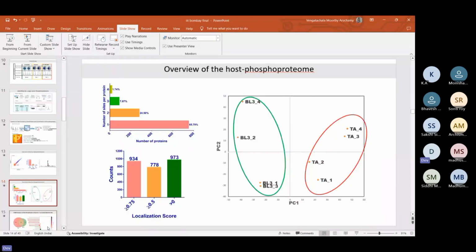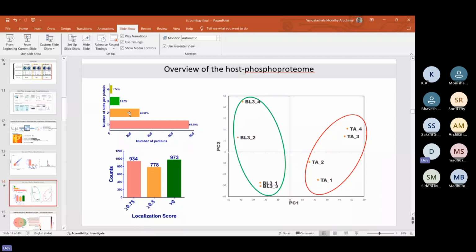Now the second thing we looked into in our data is how many proteins have more than one modification site, or more than two or three. 65% of the proteins we identified have one modification site, while 24% have two modifications. Around 8% of them have three modifications, and around 2% have more than four.